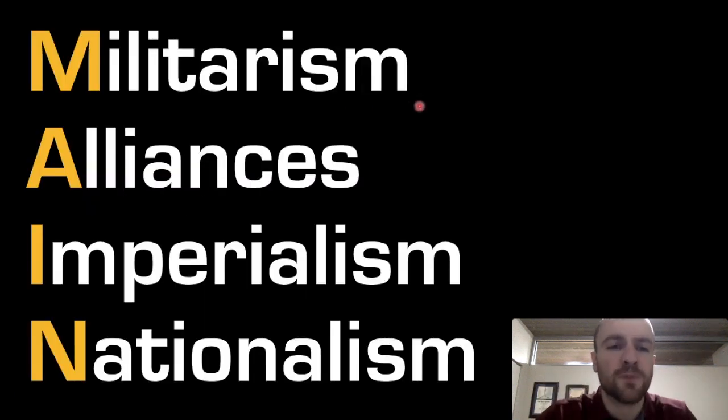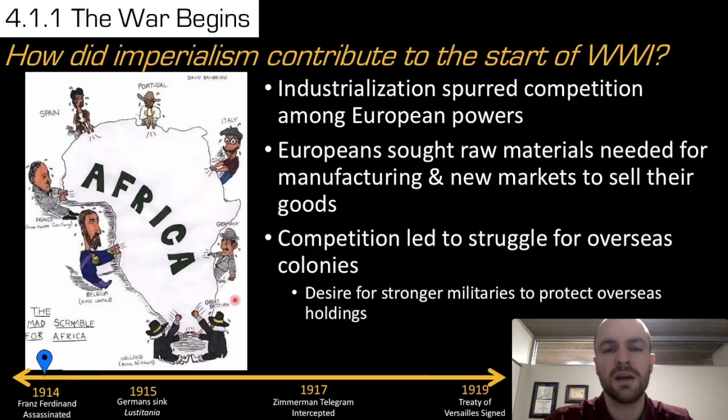So let's move on to the four main causes of World War I. When I say main causes, I want you to remember MAIN being an acronym for the four causes of this war. The first being militarism, the second being alliances, the third being imperialism, and the fourth being nationalism. Let's talk about each one individually, beginning with imperialism. So how did imperialism contribute to the start of World War I?